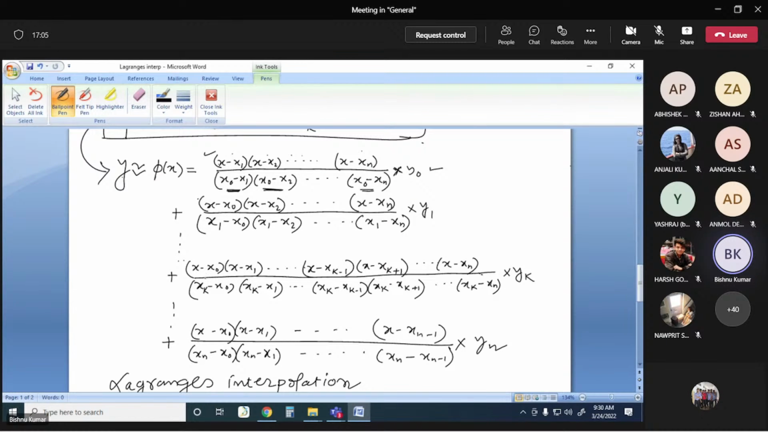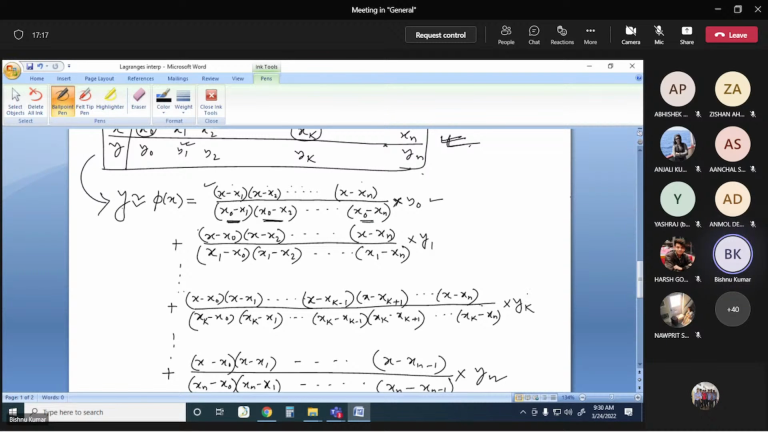So one general kth term I am establishing. In between you do have a value xk. Suppose what will be the kth term? From x, every x value you just subtract except xk. So x minus x0, x minus x1, x minus x(k minus 1). Then the next value will be x minus x(k plus 1). The xk term I am not considering, because in the denominator I will subtract all values of x from xk.